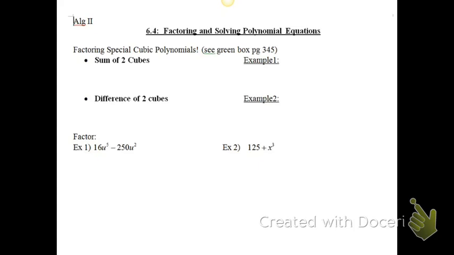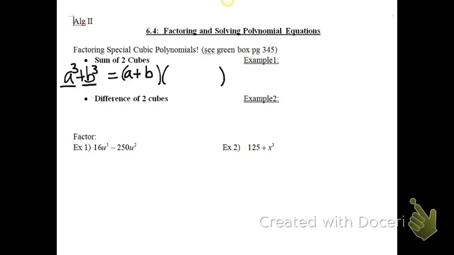The two special patterns you need to know for cubic polynomials look like the following. There's a sum of two cubes, which has the pattern a cubed plus b cubed. And that's all you have. You just have two terms. It's a binomial, but both terms are being cubed. In order to factor it, you have to ask yourself, what's being cubed to get me a cubed? Well, that's just an a. And then you put a plus sign and you ask yourself, what's being cubed to get me b cubed? Well, that's just a b. So the first part of the factorization is just the binomial a plus b.